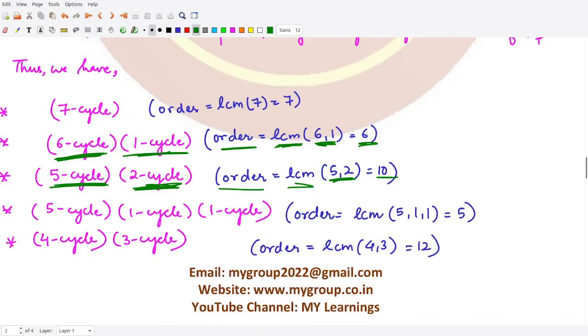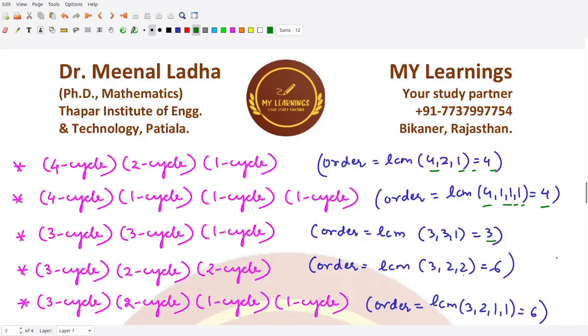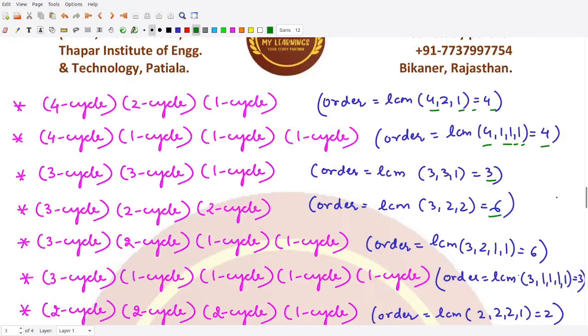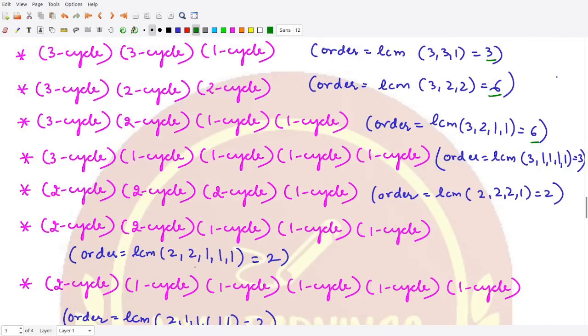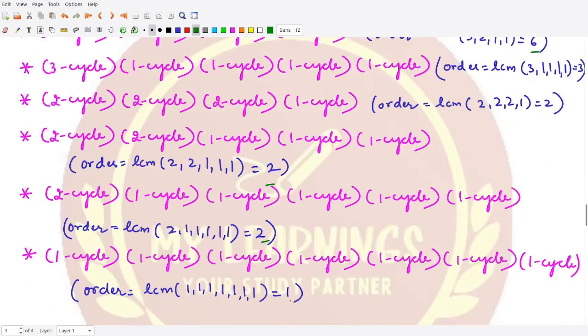Similarly, we can calculate the LCM for each of the partitions here. We have 5, 1, 1: LCM 5. 4, 3: LCM 12. 4, 2, 1: that is 4. 4, 1, 1, 1: that is 4. 3, 3, 1: that is 3. 3, 2, 2: that is 6. 3, 2, 1, 1: is 6. 3, 1, 1, 1, 1: is 3. 2, 2, 2, 1: is 2, right? Then 2, 2, 1, 1, 1 is 2. 2, 1, 1, 1, 1, 1 is 2, right? And then 1 seven times is obviously 1.